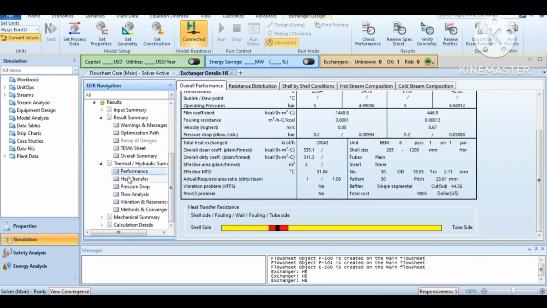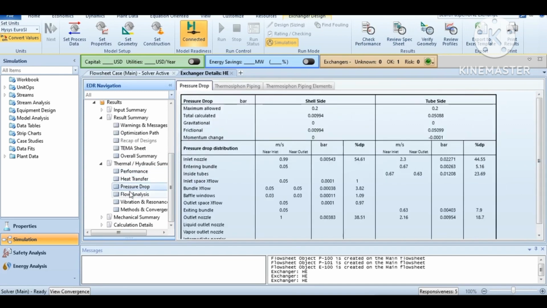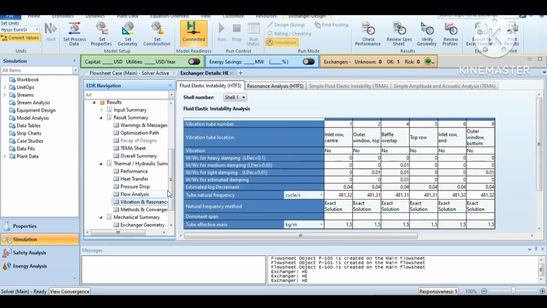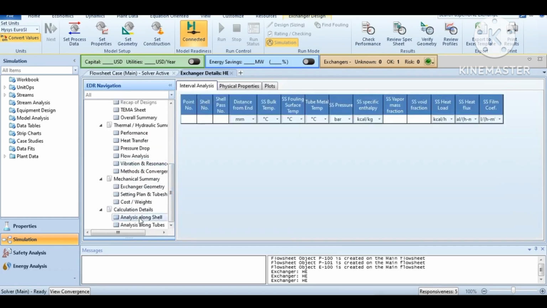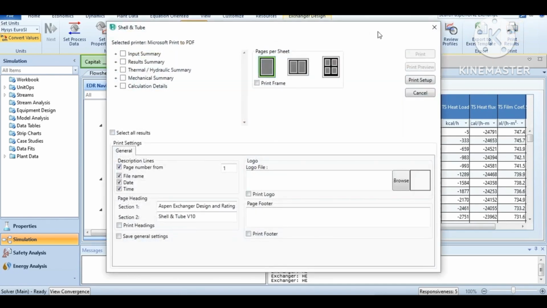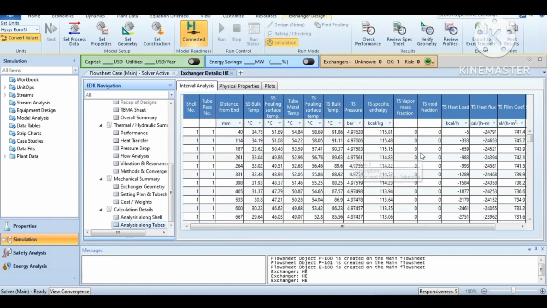Similarly, you can see the performance, the heat transfer, the pressure drop, the flow analysis, vibration and resonance, then the mechanical summary, and similarly you can go to the calculation details as well, the analysis along shell side and analysis along tube side. Similarly, you can print your results over here by clicking here, and whichever type of result you need you can print here as well. So that's how you simulate a heat exchanger using rigorous design methodology.